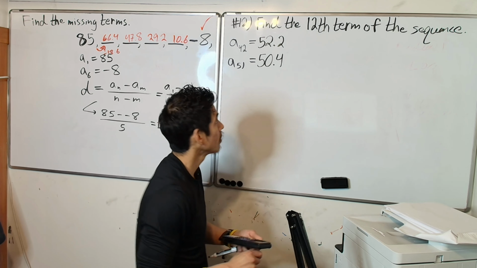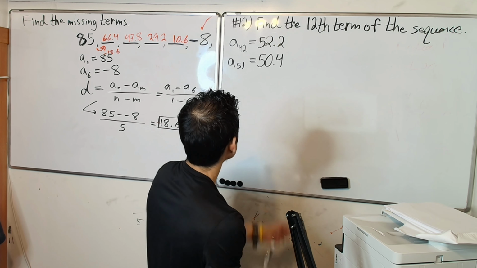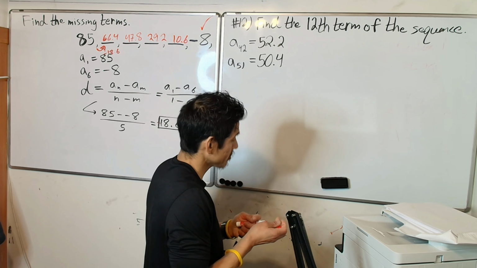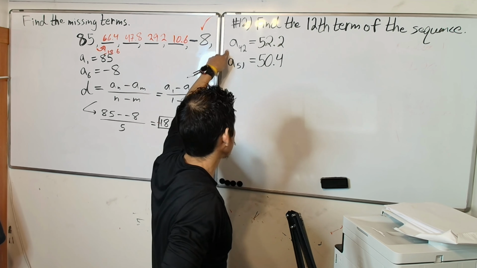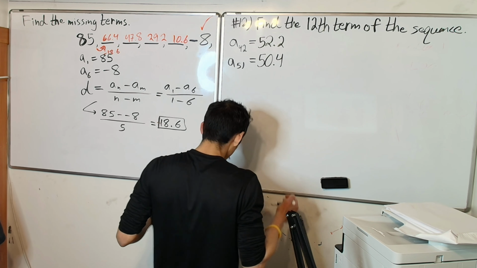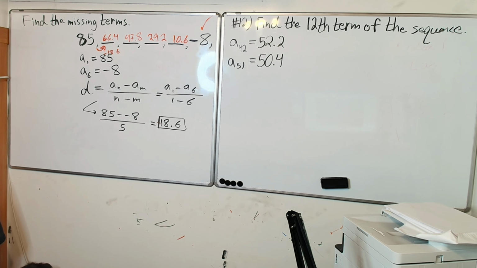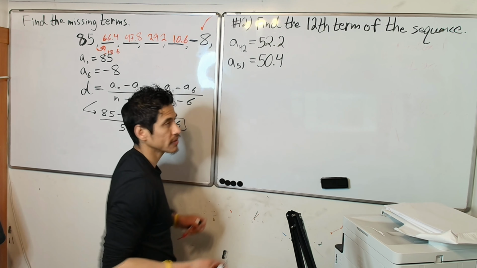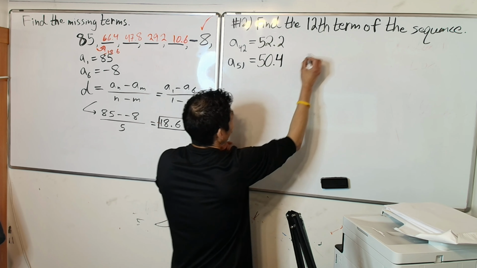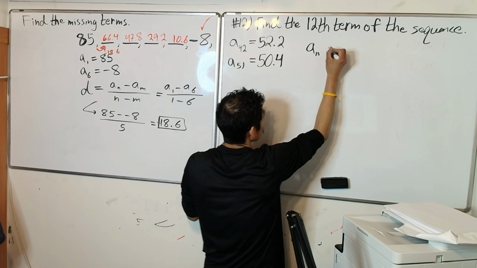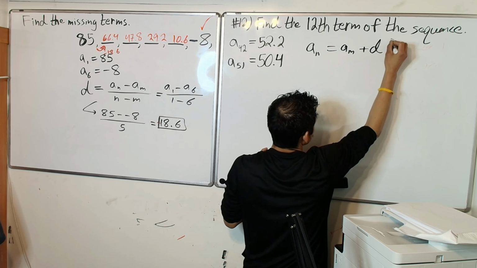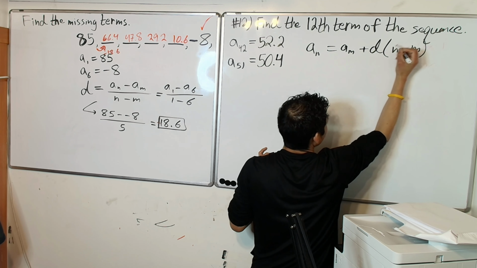Hooray. Right. Next one. Here we're going to find the 12th term, so A12, of this arithmetic sequence. So we're given A42 and A51. That's all we need. Now, we can use the equation an, the nth term, is equal to the mth term am plus the common difference d times n minus m.